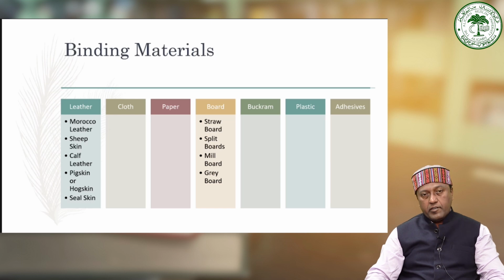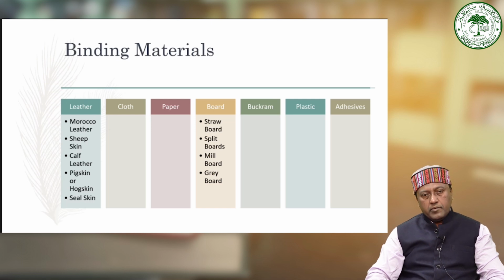Within leather also we have different qualities. So you can have the Morocco leather. Morocco leather is derived from the goat skin. So that is called Morocco. This is highly regarded for its durability and aesthetic appeal, and it is known for its distinctive grain pattern and texture, which adds a touch of elegance to the book cover. Morocco leather is often used for fine binding, and especially in the libraries where durability is essential. This is one of the important qualities of Morocco.